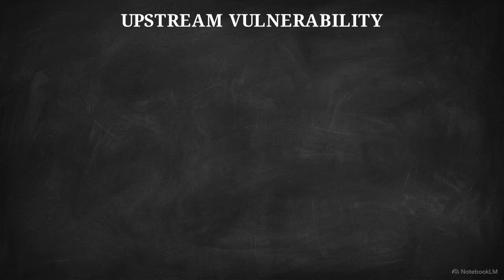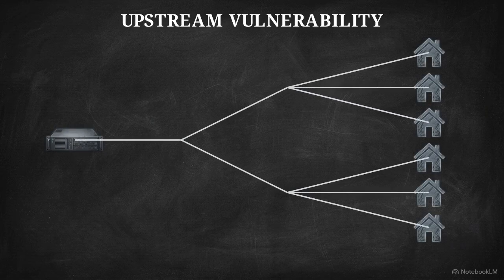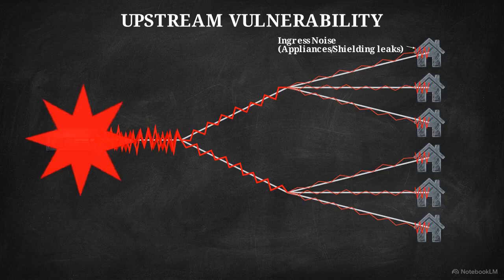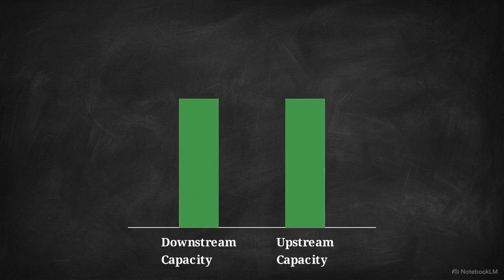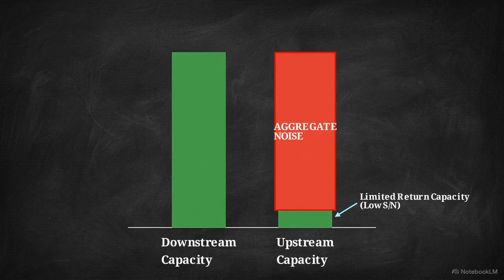This diagram illustrates a critical vulnerability in two-way coaxial networks, the noise funneling effect. Because every home shares the physical medium, ingress noise from poorly shielded cables or home appliances enters the individual branches and aggregates into a massive, concentrated noise spike at the central optical node. This aggregate noise specifically devastates the upstream signal-to-noise ratio, physically starving the network of return capacity.